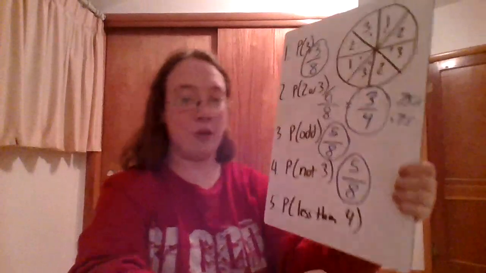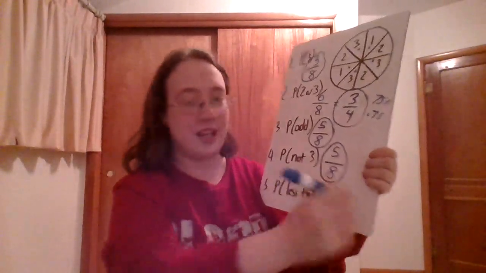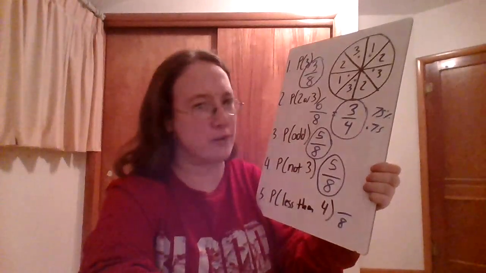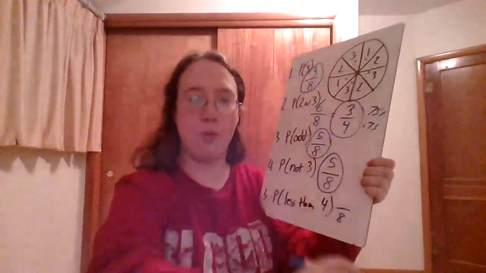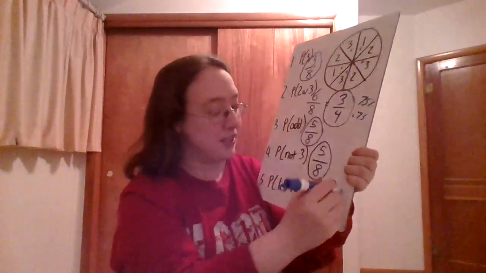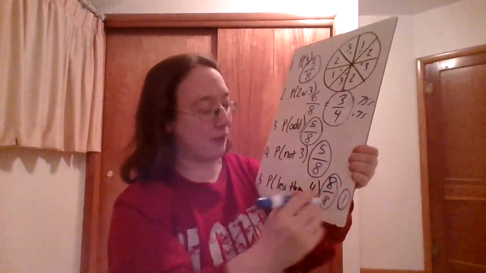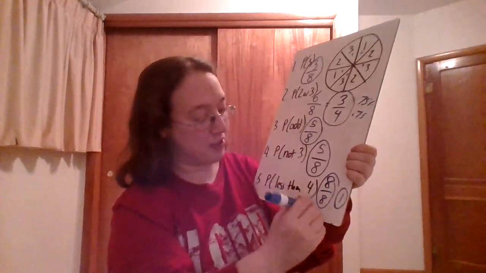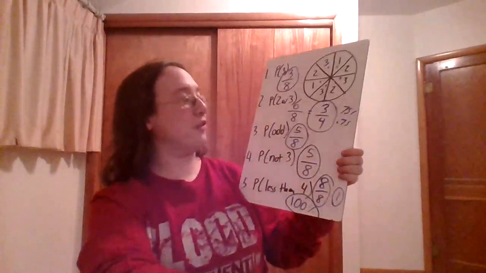Okay. And now I want the probability of getting something less than 4. So we've still got 8 things, and all of them are less than 4, because we've only got 1s, 2s, and 3s. So if you called that 8/8, that's fine. If you called that 1, that's fine. If you called that 100%, that's fine. Any of those are fine. So all of those things are going to be less than 4.